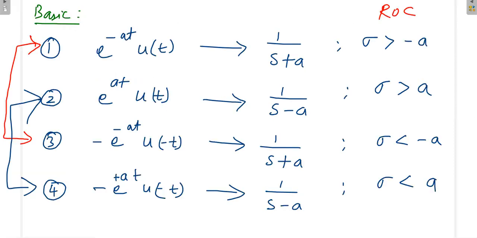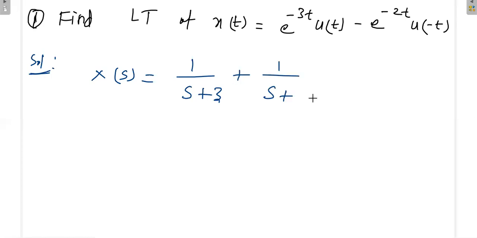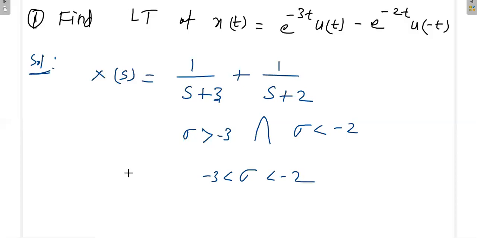Okay, so again this is also 1 by s plus 2, but what is the difference here? For this one, the ROC sigma, because this is the right sided signal, so the ROC is greater than minus 3. For this one, the ROC is left sided, it is less than minus 2. Here sigma is greater than minus 3, here sigma is less than minus 2. Again, what is the intersection of these two? Because when you have two ROCs, you have to take the intersection. So the ROC for this problem is sigma greater than minus 3 and sigma less than minus 2.